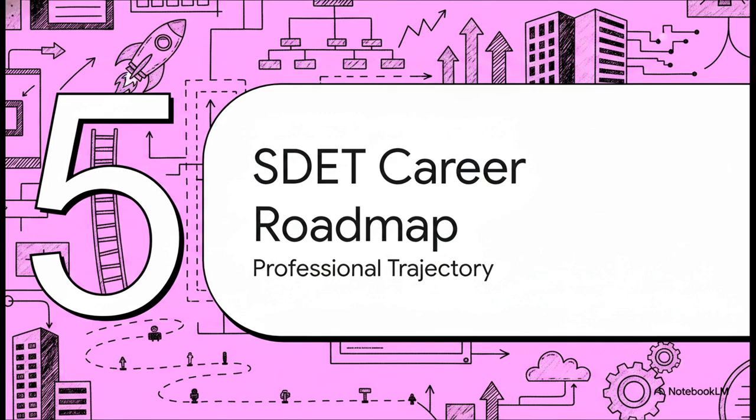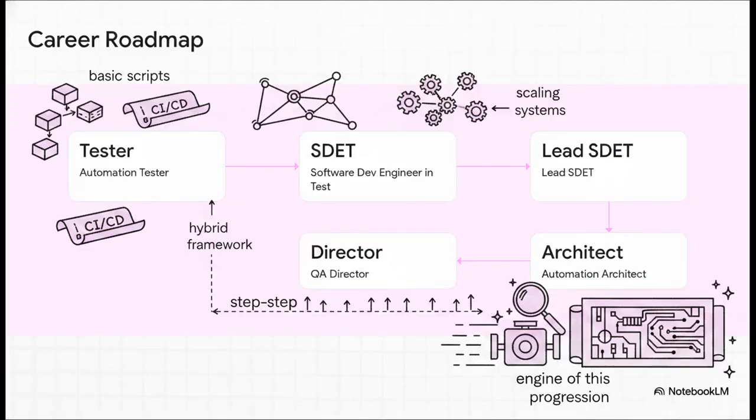Finally, Section 5, the SDET Career Roadmap. Let's talk about you. Let's move on and see how this builds your career step by step. Because mastering this enterprise-grade architecture seriously elevates your professional trajectory. You might start out as an automation tester, focusing on those basic scripts. But as you learn to build hybrid frameworks and CI/CD pipelines, you level up to an SDET. From there, your ability to scale these systems makes you a lead SDET, then an automation architect designing the blueprint itself, and eventually a QA director overseeing the whole strategy. Mastering architecture is literally the engine of this progression.